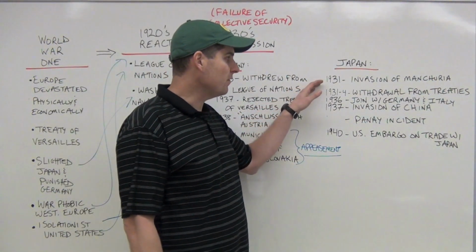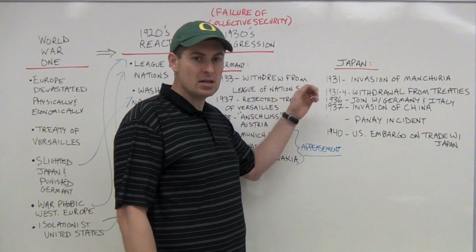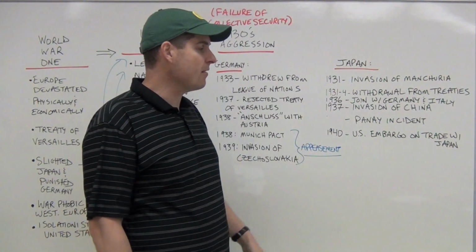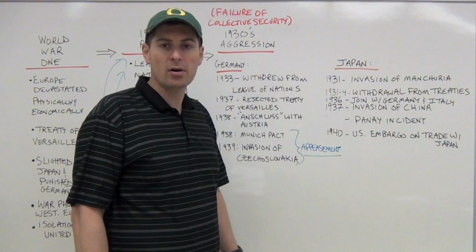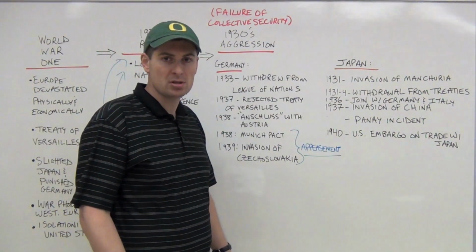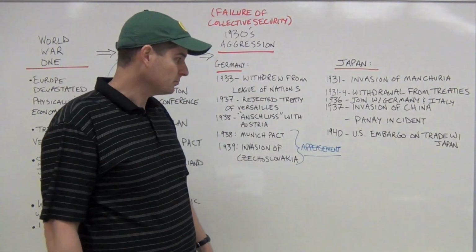Japan, invasion of Manchuria, 1931. And this is going to be something the United States condemns. The U.S. issues something called the Hoover-Stimson Doctrine, saying we will never recognize territory taken by force. And this makes Japan mad.